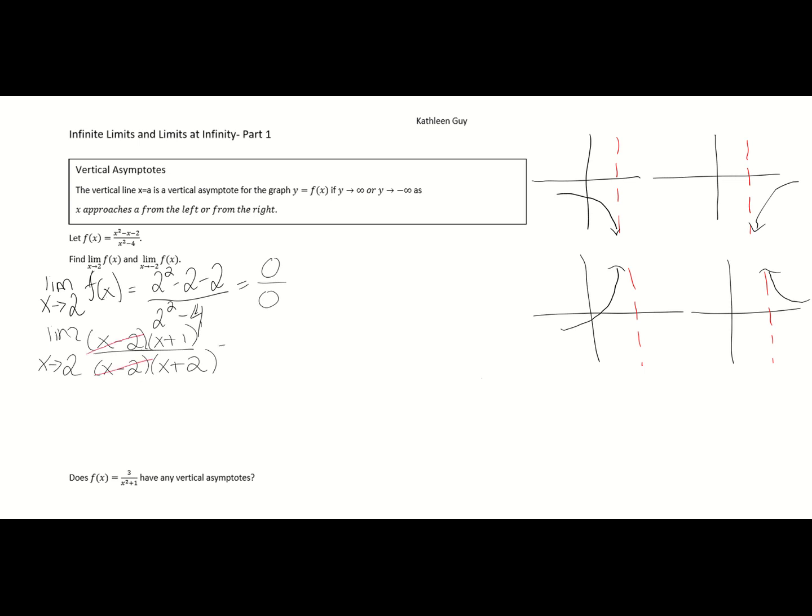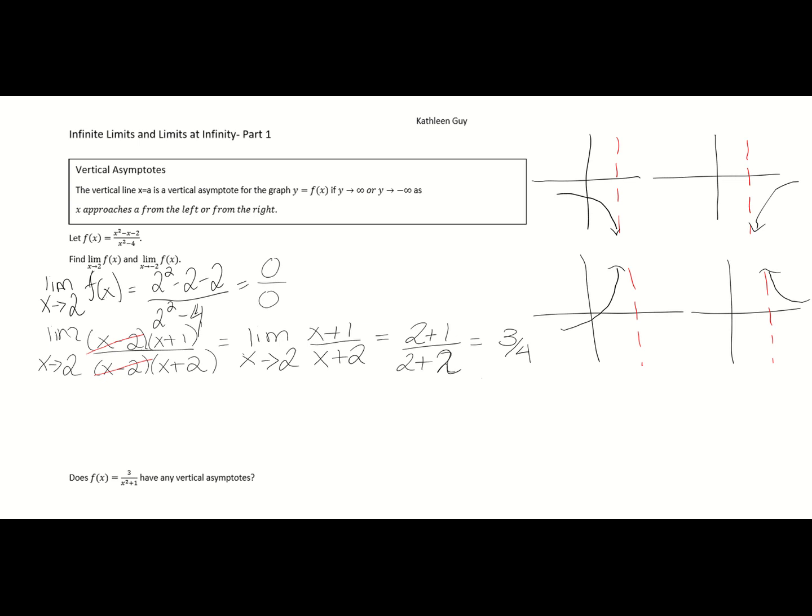So what I'm left with, and don't forget to always write your limit because I'm not done taking it. I haven't taken the limit yet, I've just manipulated the function. So I have x plus 1 over x plus 2, and now I can try plugging in again. And that will work because the issue was with the x minus 2. And so this is going to give me 3/4.